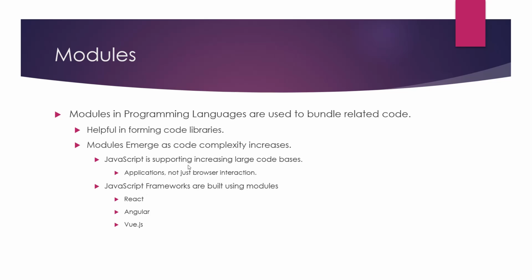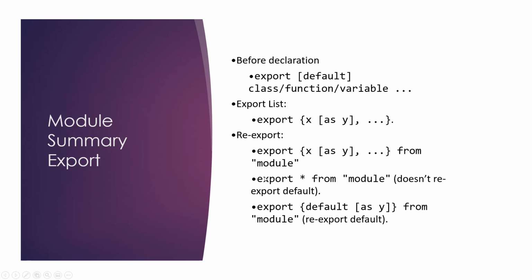Okay. Let's summarize this. So, module summary, export. You can just put the keyword export before any kind of class, function, variable; any JavaScript data type can have the keyword export in front of it. You can also decorate it with default if you have in mind a single export from that file. You can have an export list, typically at the bottom of the file, and there you can export a symbol, and you can also optionally give it an alias. So you can have an entire list here.